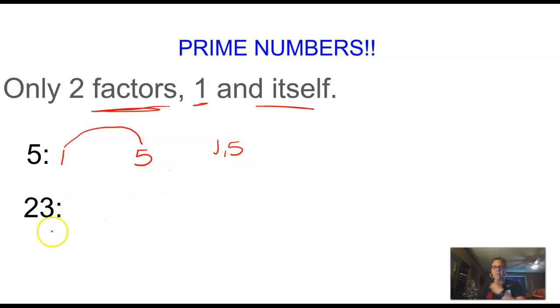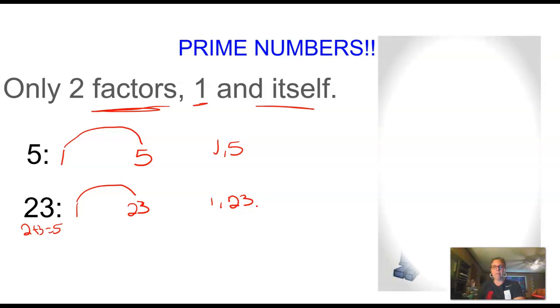23, same thing. If you go through your divisibility rules, it's an odd number, so 2 won't go into it. If you add 2 plus 3, that's 5, so 3 won't go into it. 4, 5, 6, all these numbers won't, because it's prime. Only 1 and 23. So the factors are 1 and 23, 1 and itself.